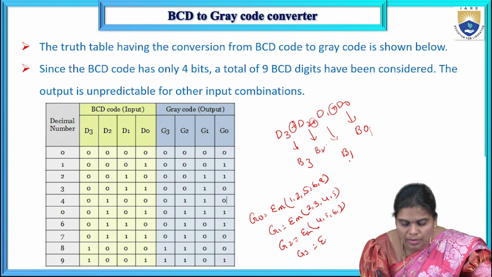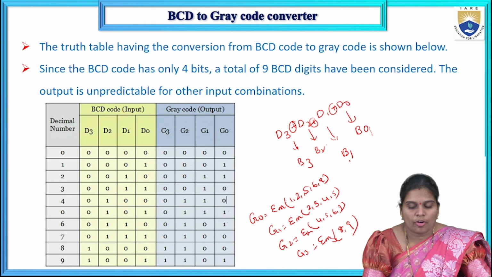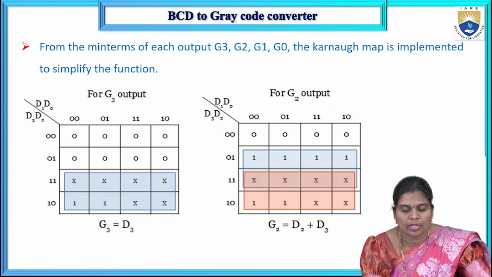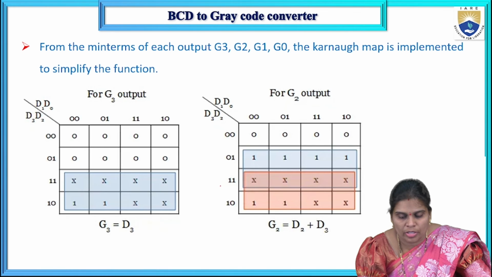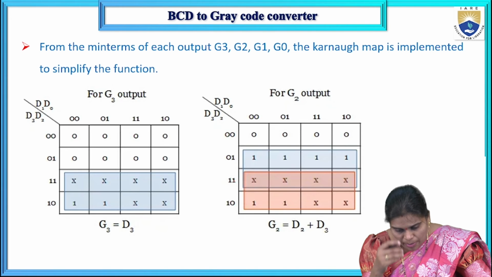For this G3, summation m, 8, 9. Okay, for the G3, your output is the D3. For G3 equal to D3. So, all the 8 ones are forming in this one group. So, here we are getting the G3 equal to D3. Next one is the G2. So, these 8 ones are forming the one group. So, that is the D2 plus D3. Why? Because here the D3 is common.